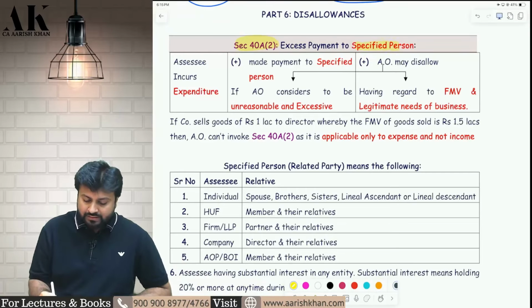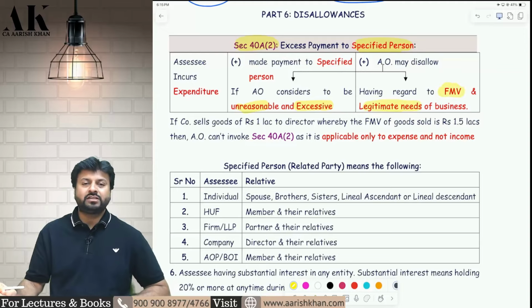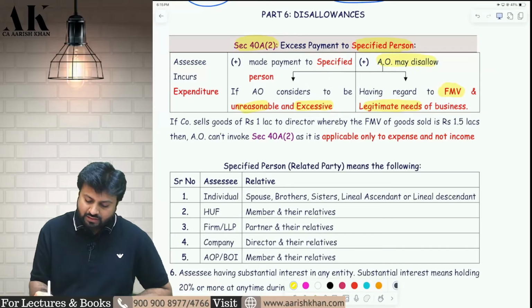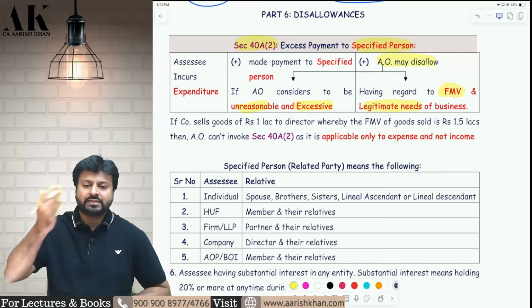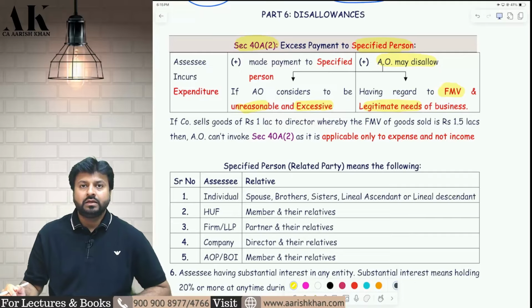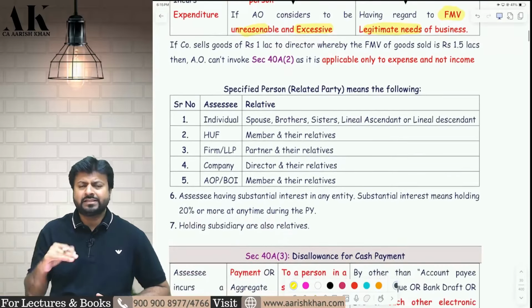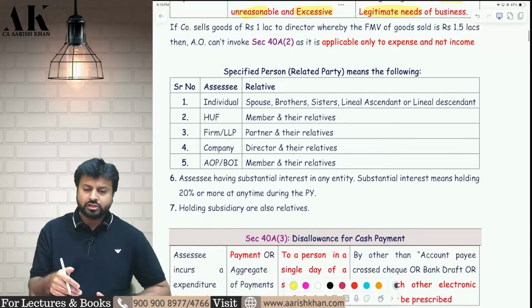Okay. So if there are certain specified persons, and if you make them unreasonable payment, you are making excessive payment, you are making them payment more than the fair market value, more than the legitimate needs of the business, then the AO, the assessing officer, may disallow your excess amount. Only the excess is disallowed, not fully disallowed. So to whom should I not make excess payment? Specified person. Who are specified persons? Certain related parties. Who are related parties? The definition is below. Let's see.